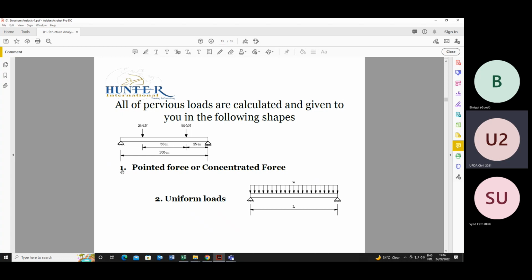Like you can see at point number 1, a point force or concentrated force. Like this 25 kilonewton acting on a single point. That's why it is called a point force or concentrated force. If a uniform load is distributed over the member, as shown here, it is called a uniform load, UDL, uniformly distributed load. Like w kilonewton per meter distributed along the whole length of the member.